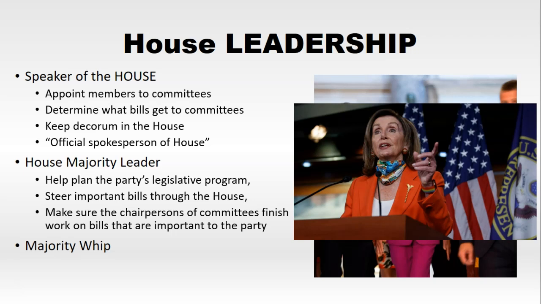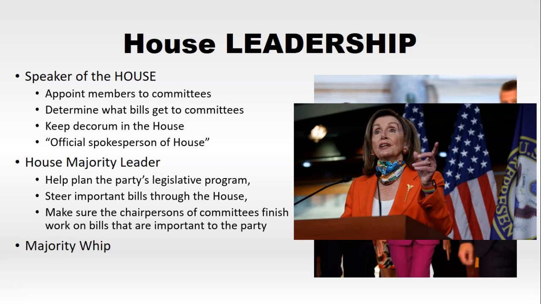education bill that we're trying to get through the House. And the House Majority Leader would go to the committee that is looking at education bills, and they would go, hey, let's make sure we get this finished. Let's make sure that we get this through the committee. And let's make sure that we get this finished. Okay.